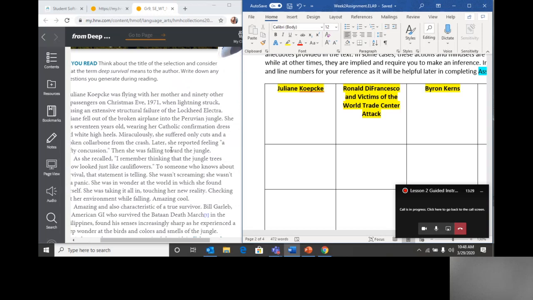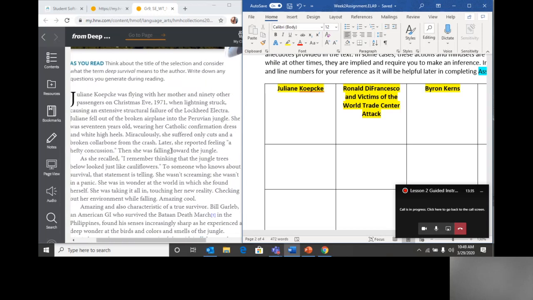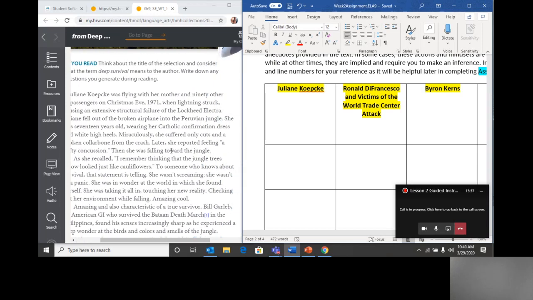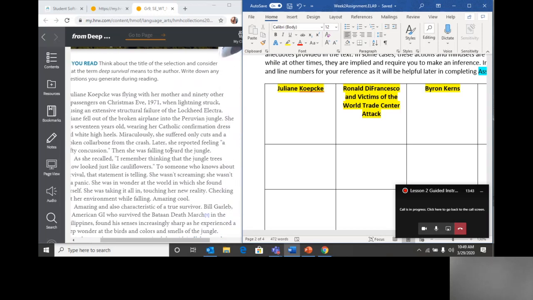As she recalled, "I remember thinking that the jungle trees below looked just like cauliflowers." To someone who knows about survival, that statement is telling. She wasn't screaming. She wasn't in a panic. She was in wonder at the world in which she found herself. She was taking it all in, touching her new reality, checking the environment while falling. Amazing cool.